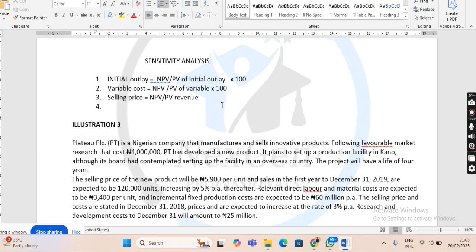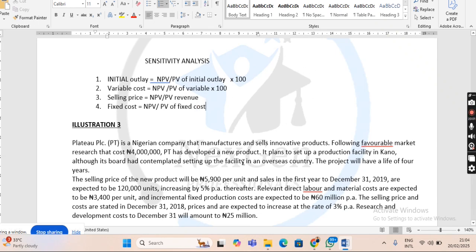The next thing: what is the sensitivity analysis of fixed costs? The question may tell you that. So the same thing: present value divided by present value. Please don't write PV in the exam; you can just say let PV be equal to present value. Present value of fixed cost.